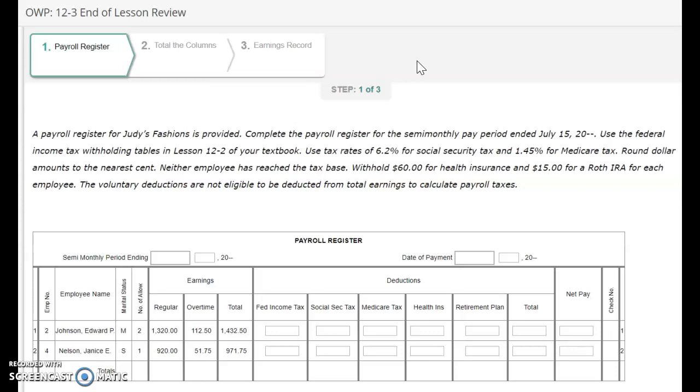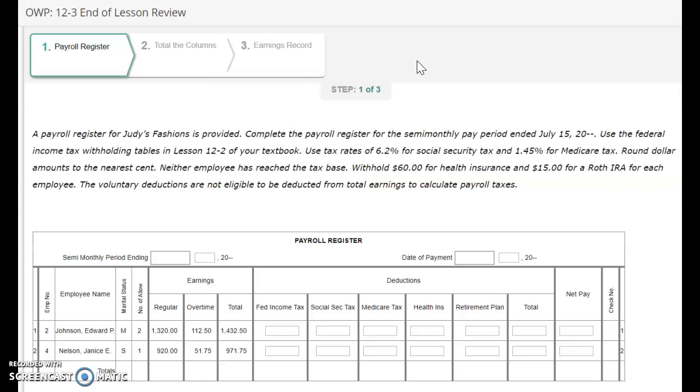Use the federal income tax withholding tables in lesson 12.2 of your textbook, or I did post them in the 12.2 resources. Use tax rates of 6.2% for Social Security tax and 1.45% for Medicare tax. Round dollar amounts to the nearest cent. Neither employee has reached the tax base. Withhold $60 for health insurance and $15 for a Roth IRA for each employee. The voluntary deductions are not eligible to be deducted from total earnings to calculate payroll taxes.